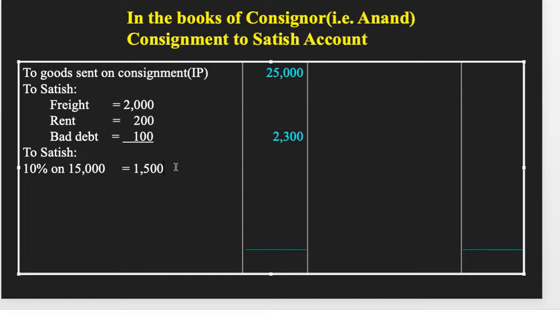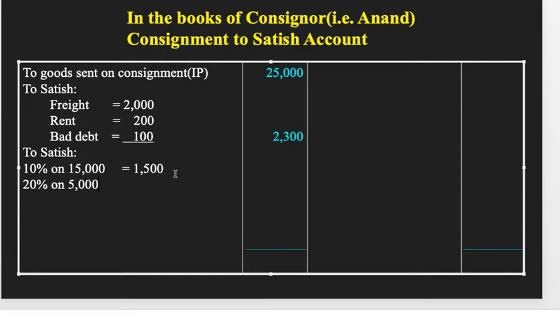And then we have the other part of the commission, which is 20% of any excess price realized above the invoice price. It is 20% of how much? 20% on 5,000 rupees. If we see, the total sale of goods is how much?